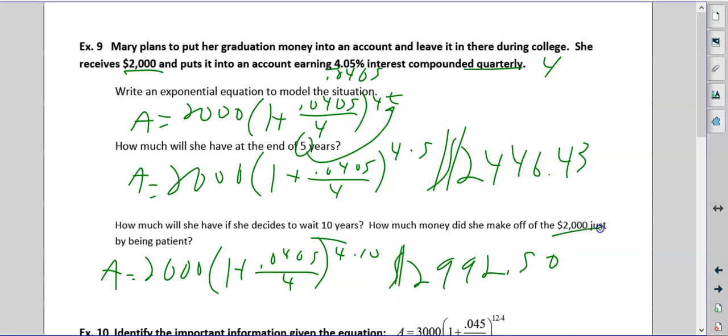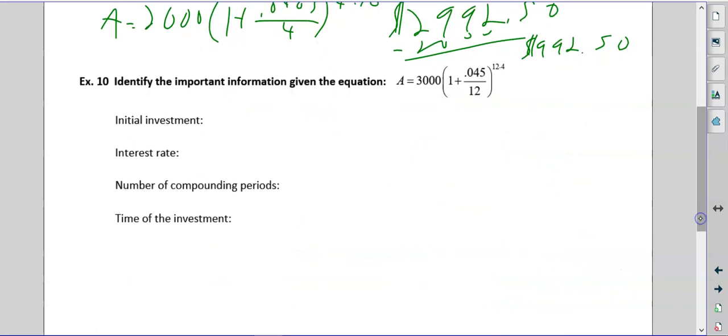How much did she make off this initial investment? We just subtract 2,000. That means she made $992.50 as opposed to $446.43. So almost double for double the time as it works out.